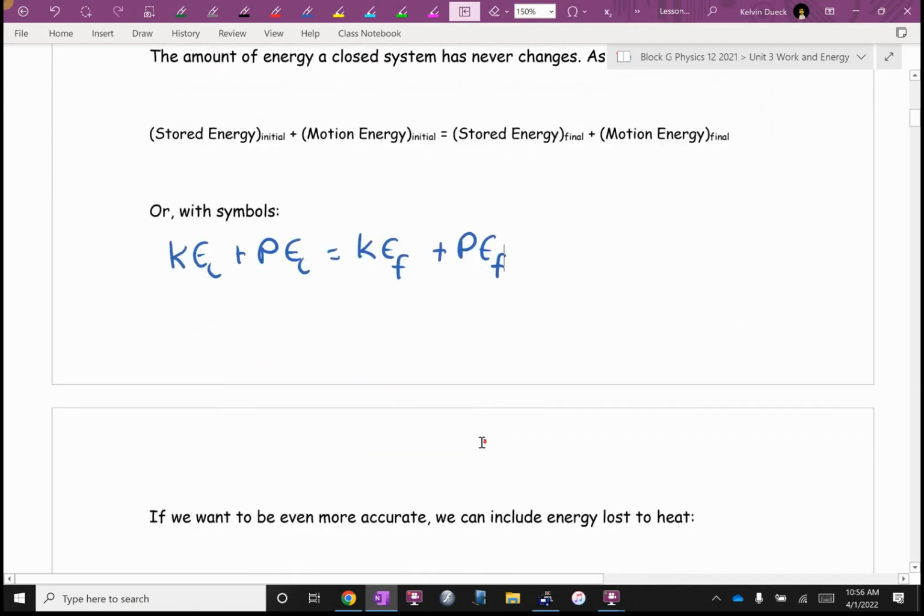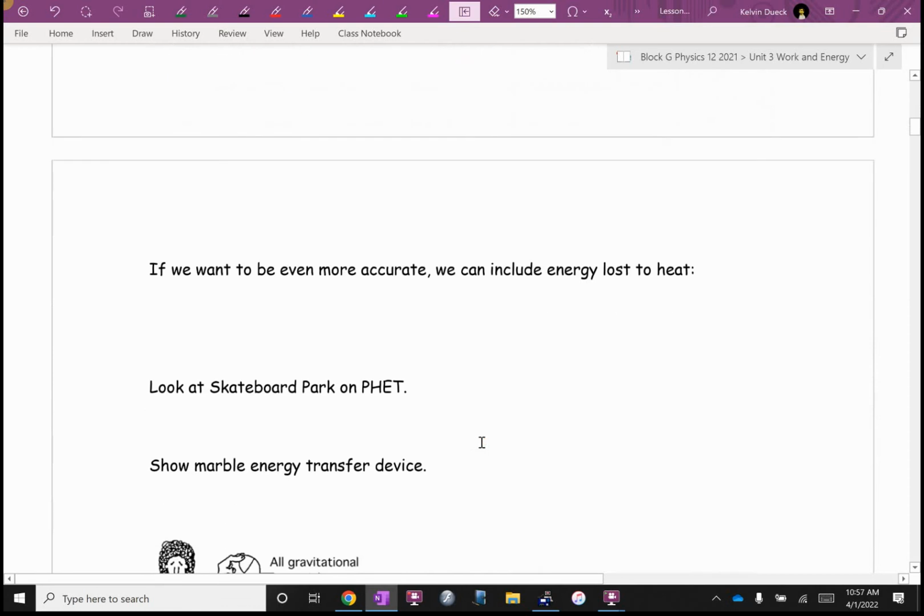We can even be a bit more accurate. We can actually include energy loss to heat. Then it's going to look like this. KE initial plus PE initial equals KE final plus PE final, and whatever's missing must have gone into heat.